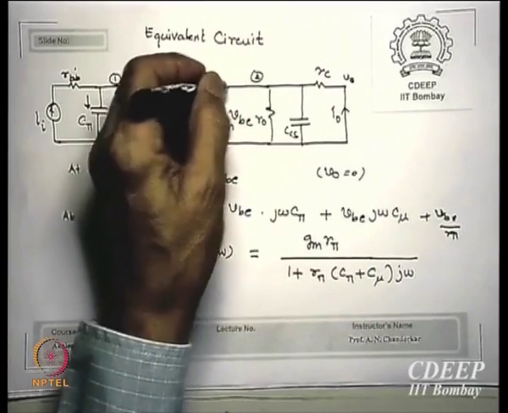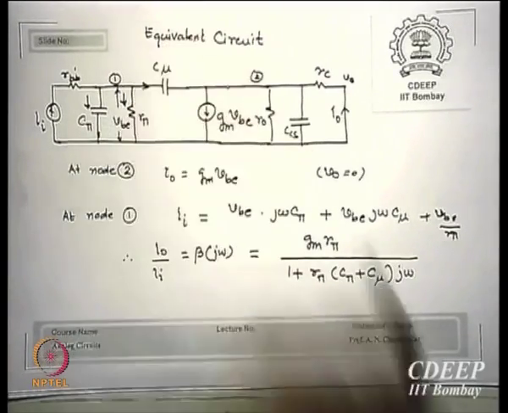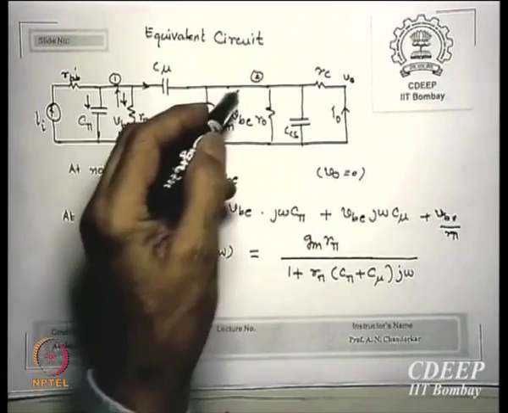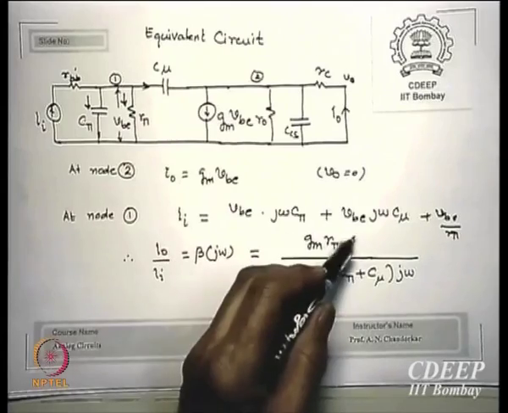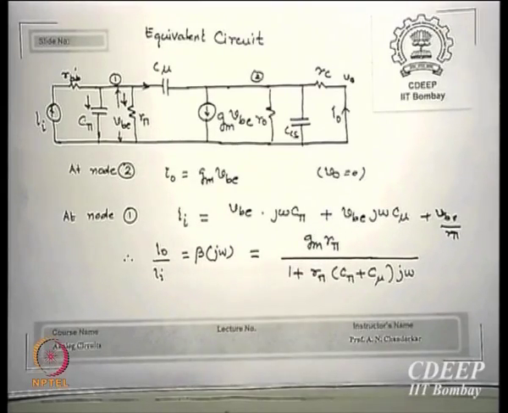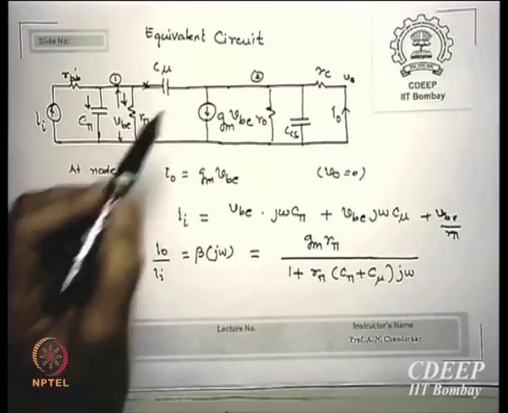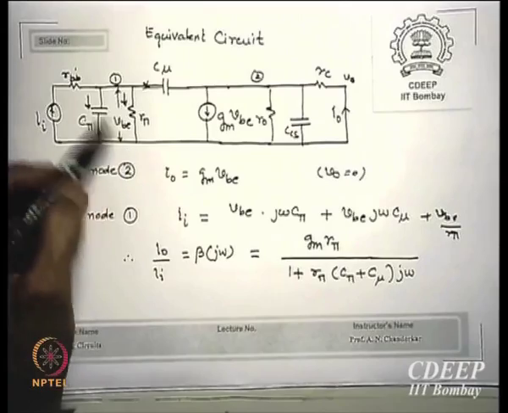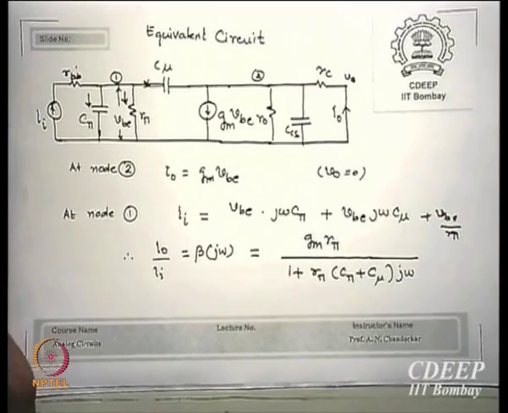Please remember, what is voltage here? 0, V0, I assume 0. So, I can find this current, which is VB times j omega c mu, because this voltage is going to 0. So, I calculate this current, I calculate this current, I calculate this current.